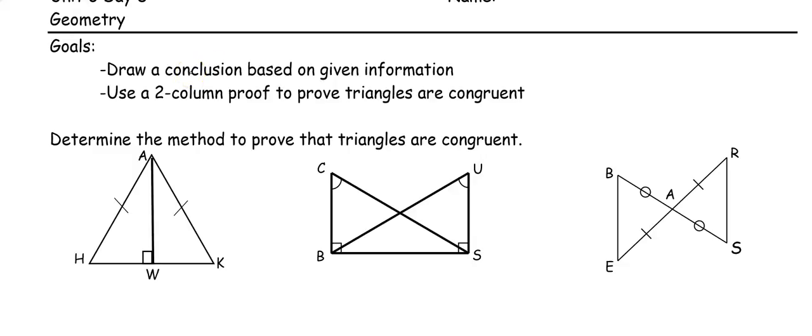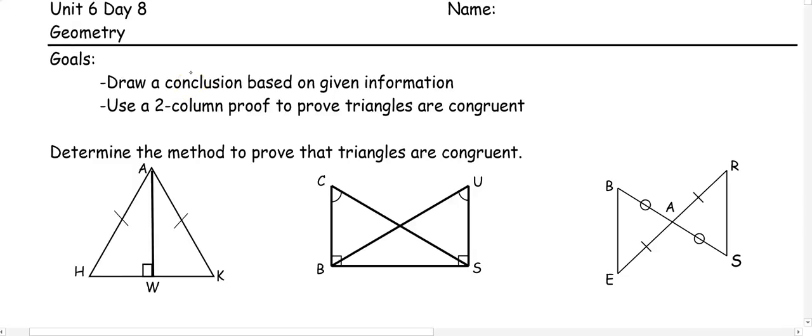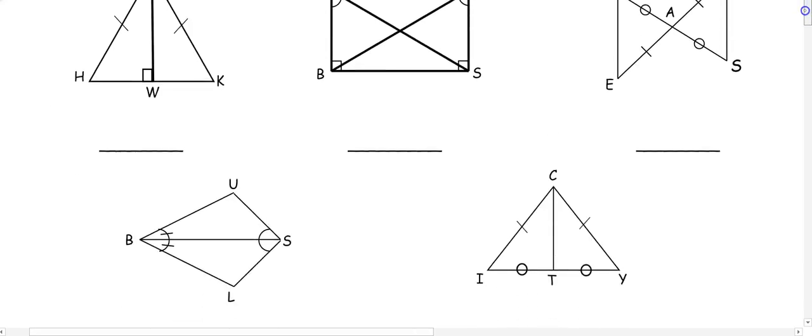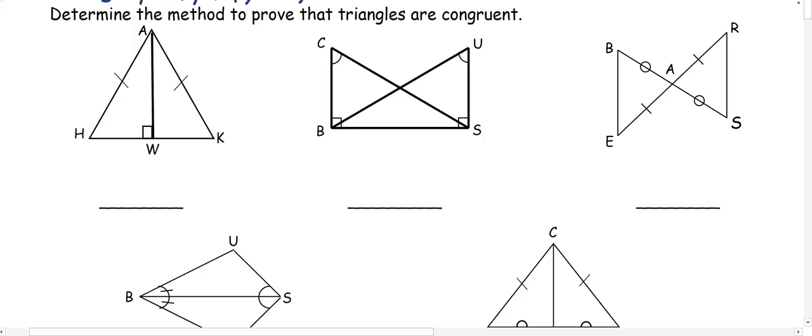This video is about drawing conclusions based on given information and using two-column proofs to prove that triangles are congruent. So remember that we have 5 ways to prove that triangles are congruent. We have side, side, side; side, angle, side; angle, side, angle; angle, angle, side; and hypotenuse leg for right triangles. So as a review, let's look at these pictures and determine what method would prove the triangles are congruent.